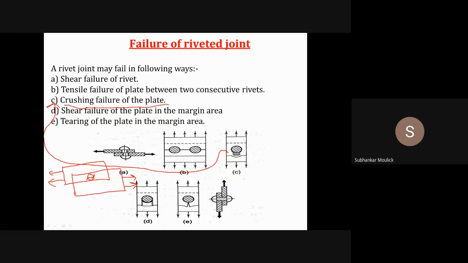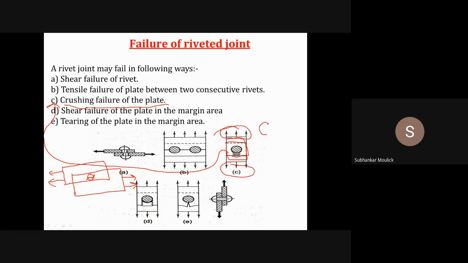Okay, how will crushing take place? Say this is one plate. Fine, this is your second plate. Both the plates you have joined with the help of rivet. How can the plate fail by crushing? Due to application of this external load on the two ends of the plate, there is a tendency that this hole will elongate.